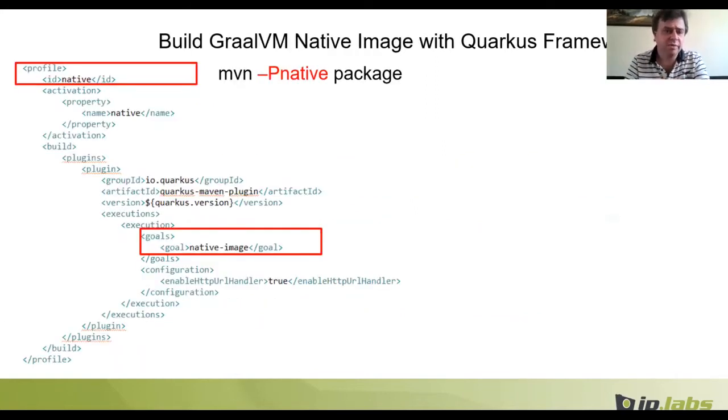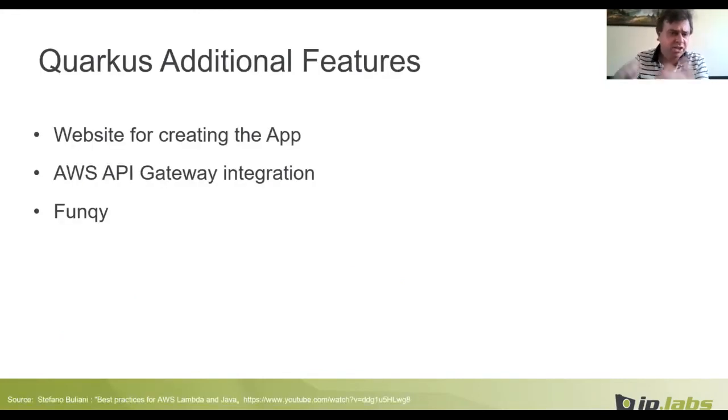But what I really like in Quarkus is that you have a Maven plugin with a native profile, and you have a native image goal to build your native image directly with Maven, with -P for profile native package. So a lot of steps are taken away. Here, there are additional features. Also, you can create your app from the website, like the Spring.io initializer, and there is also API gateway integration and Funqy.